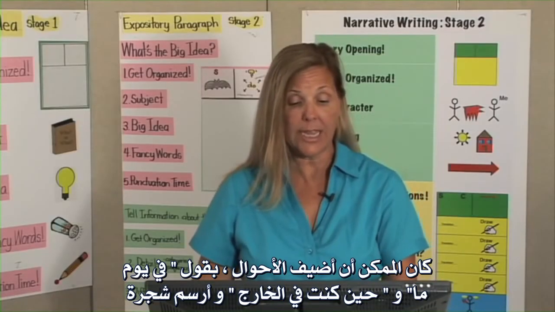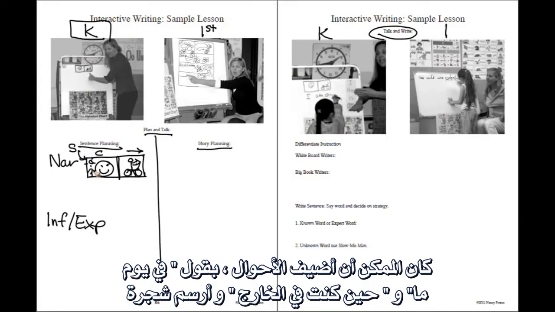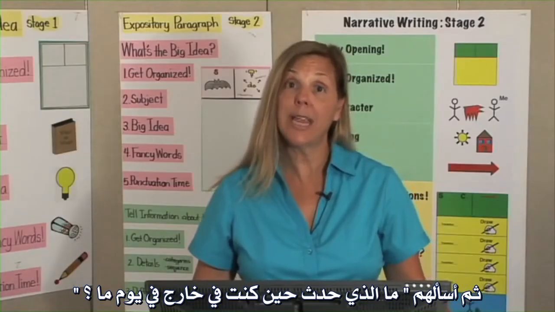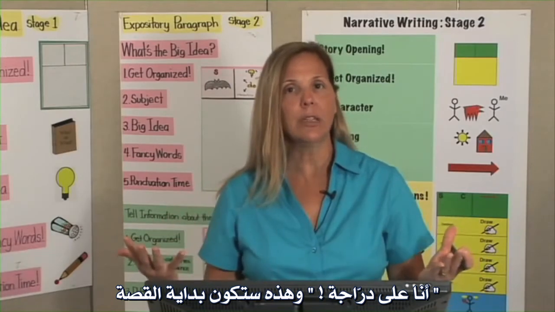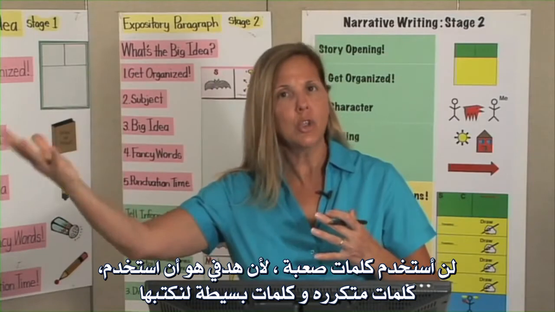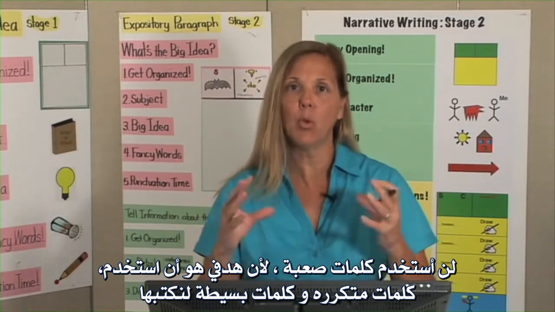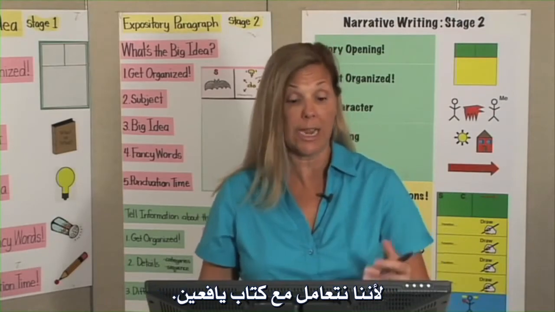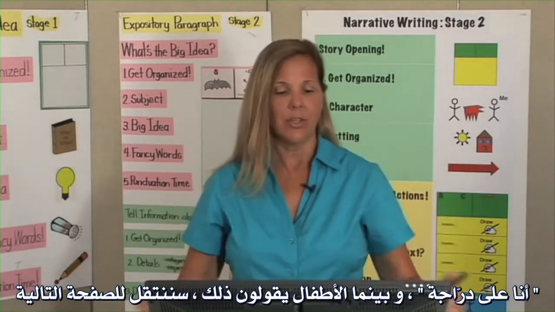I could have added the setting. I could have said one day, and here I was outside, so I'll put a tree there. And then what's happening one day while I'm outside? I'm on a bike. And there's the beginning of our story. Very simple. Do you notice that? I'm not trying to use too many advanced words because we're focusing on high frequency words and simple words that we're writing down, because we're looking at emergent writers. So here we go. I am on a bike. So the kids are saying that.